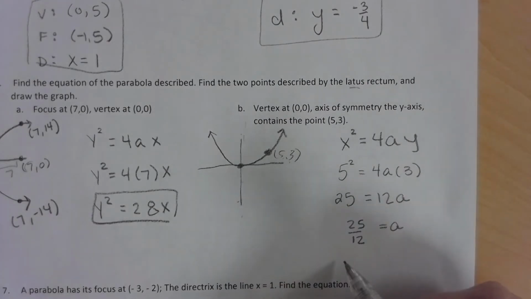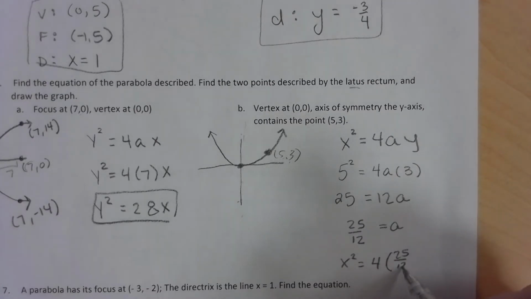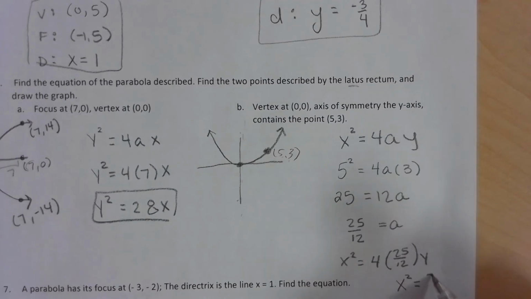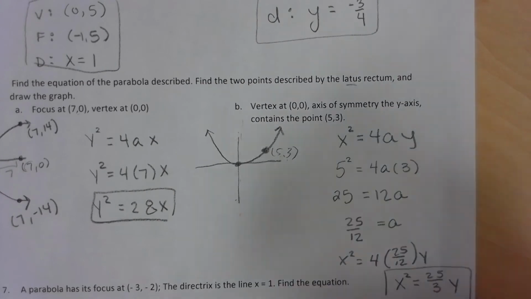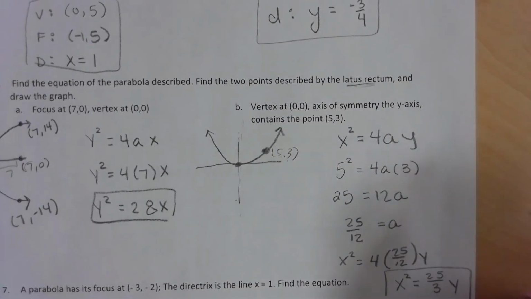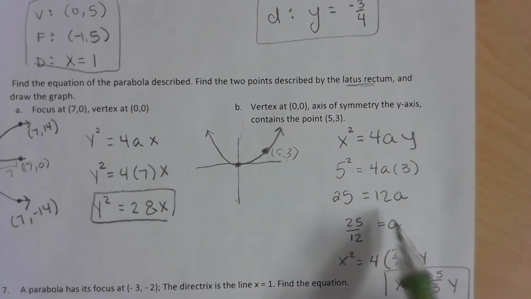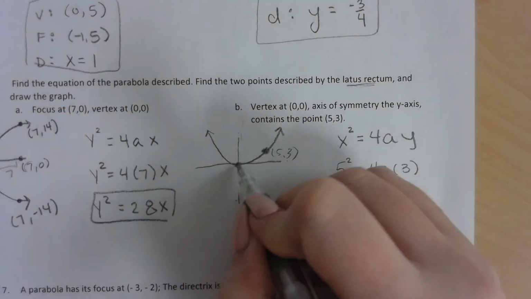So that means my equation is x² equals 4 times a times y, which would give us x² equals 4 times 25 is 100 over 12, which would simplify to 25/3 y. So there's our equation. And then it wanted us to find these extra points here. So my a value is 25 over 12. So this is 25 over 12.